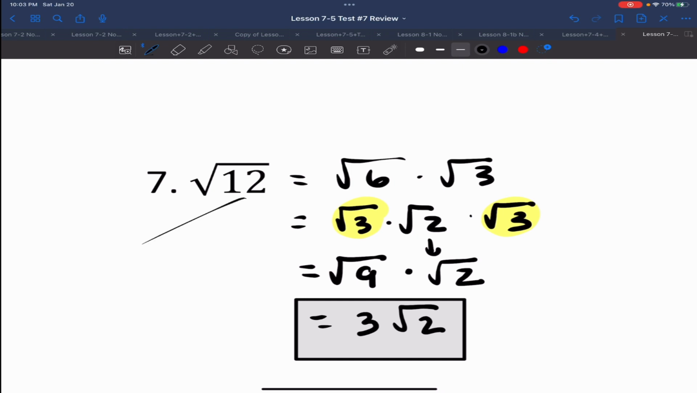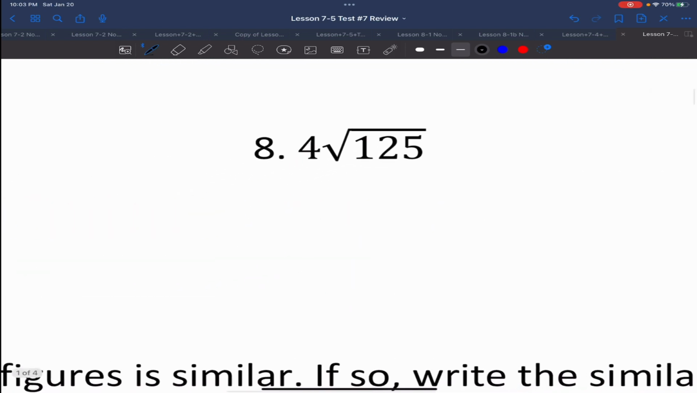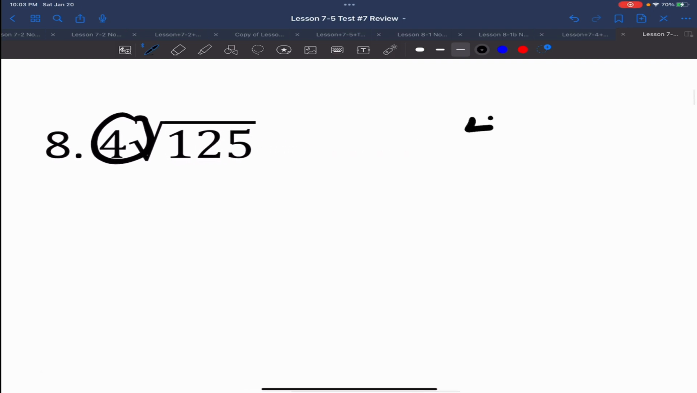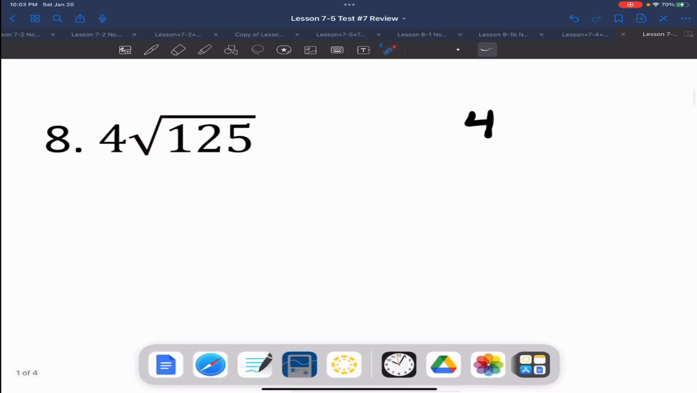Okay? But really, I think the best numbers here you should have already started off with are the square root of 4 times 3. Oh, look at that. Number 8. You have a number here. Don't forget it. So it's 4 times the square root of 125.